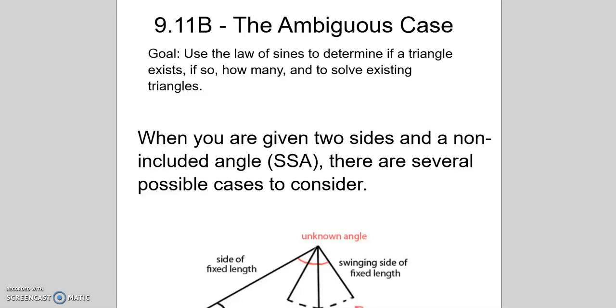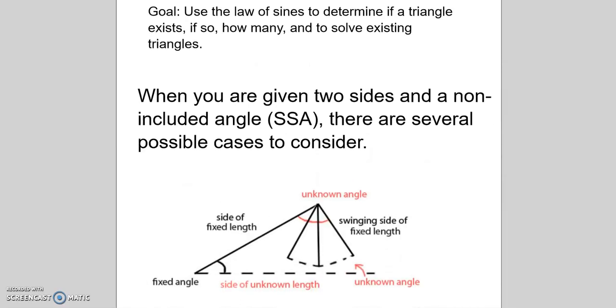Alright, today we're going to be talking about the ambiguous case using the law of sines. This happens when you're given two sides and a non-included angle, so that's side-side-angle. And that results in many possible cases that you need to consider when solving these triangles. So we can see here from this graphic how that might work out.